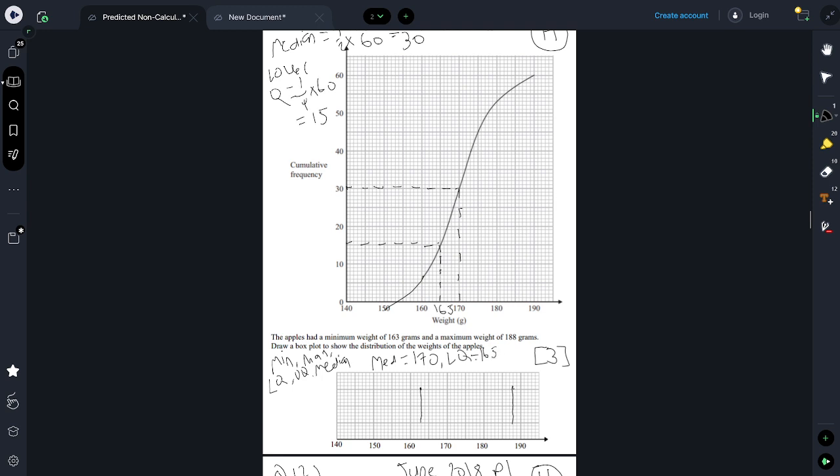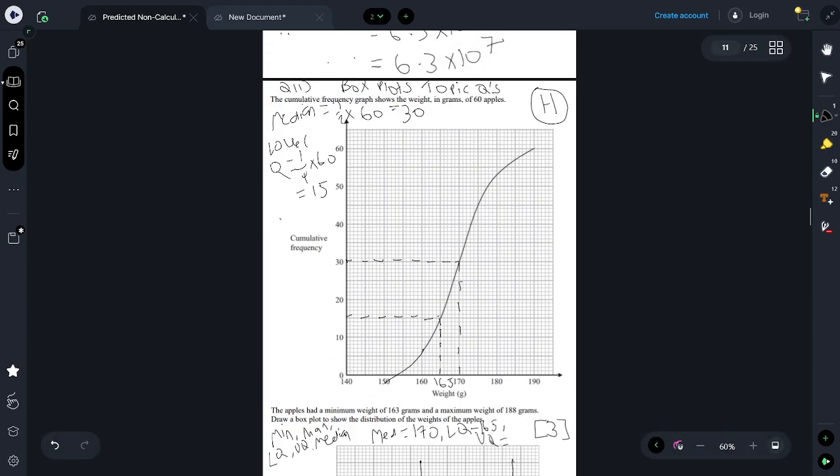And then lastly, the upper quartile. Well, the upper quartile, it's 75%, which is 3 lots of 25%. So it's 3 times 15, because the 15 is 25%. So we get 75 by times-ing it by 3. Well, 3 times 15 is 45. Okay. And that's going to correspond to this here, which is this part here.